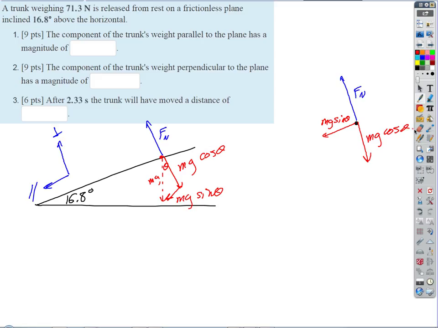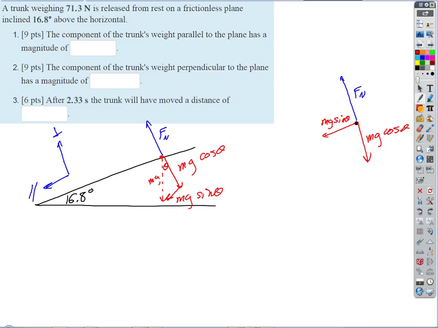mg cosine theta, right? So using our fancy 10-cent word, we just orthogonalized the free body diagram. We took all of the forces and broke them into components, and then put the components on the free body diagram instead, right? So then what's going to be the answer to part one?